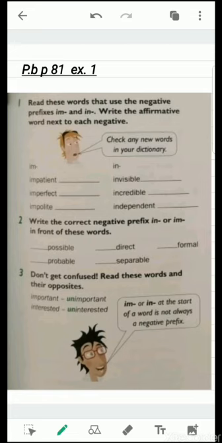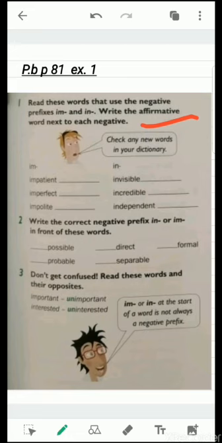The exercise says, read these words that use the negative prefixes im and in. Write the affirmative. What's the meaning of affirmative? المثبت. نكتب الصورة المثبتة for these words next to each negative. So we have the negative plus, of course, the prefix. We have to omit the prefix in order to give the affirmative meaning. العملية عكسية. نحذف المقطع القبلي الذي يعطي المعنى السلبي لنبقي على المعنى الإيجابي، affirmative، المثبت.